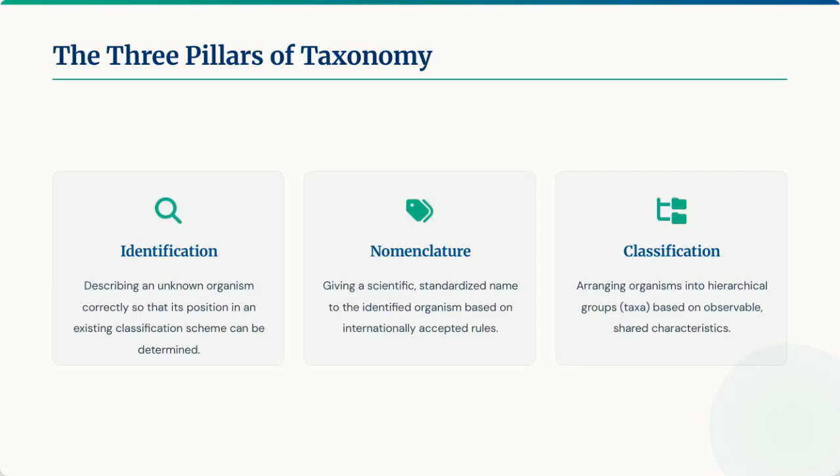Here, we're looking at the three fundamental pillars of taxonomy. First is identification, which involves accurately describing an unknown organism so we can find its place within an existing classification system.